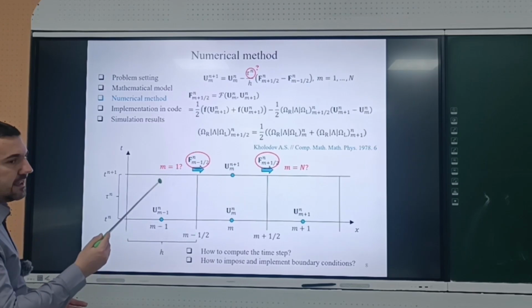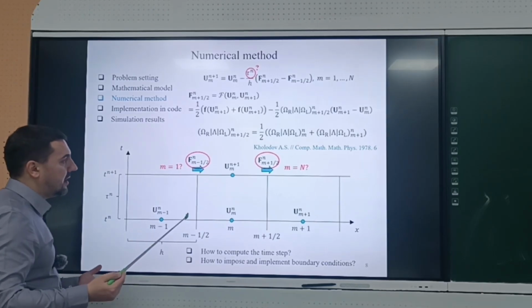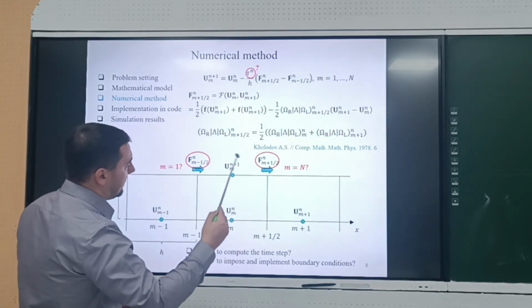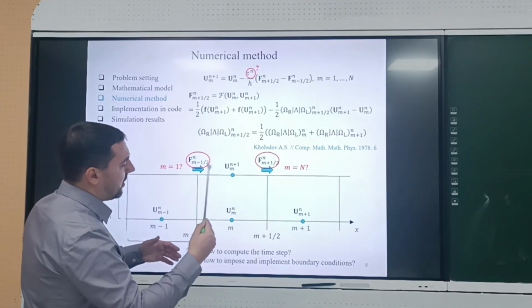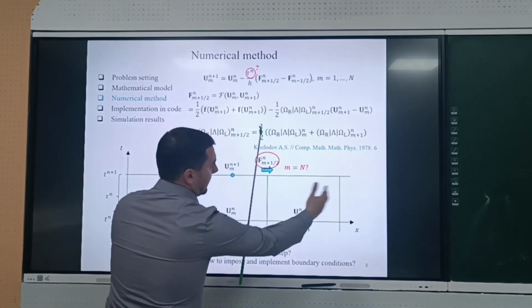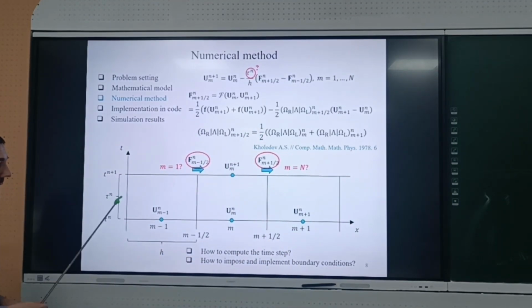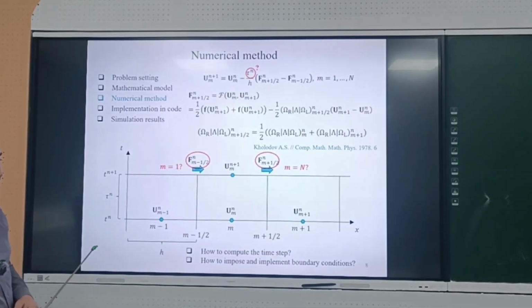We do not have gas here, we do not have cells here. How can we compute this numerical flux? Or quite contrary, suppose that m equals n, and this is the last cell of our domain, the physical boundary, and we don't have cells beyond it. How can we compute this numerical flux? So how to impose and implement boundary conditions in simulations?